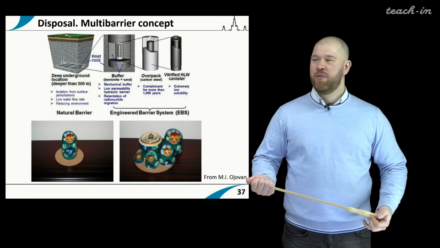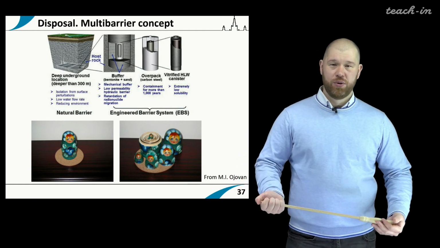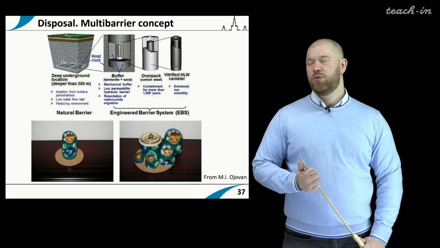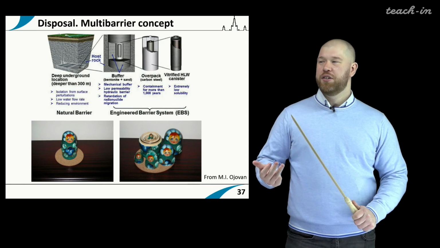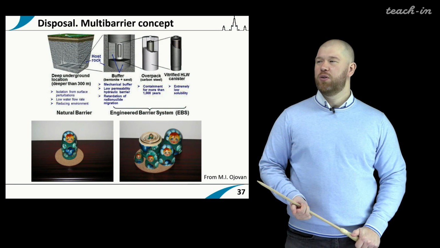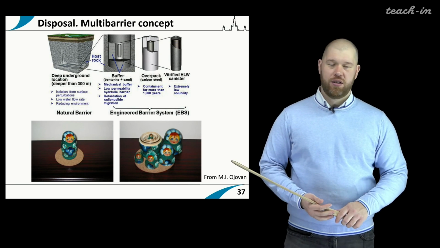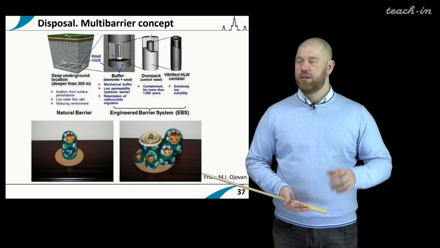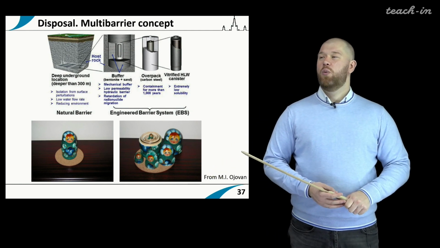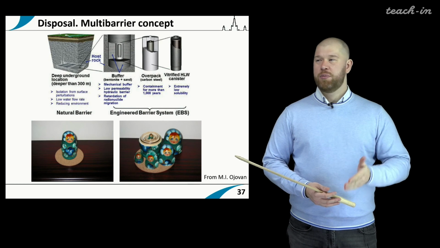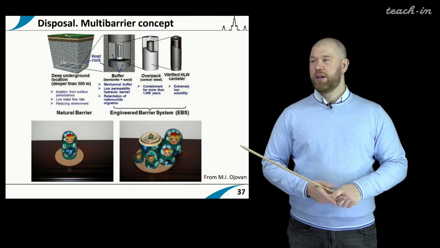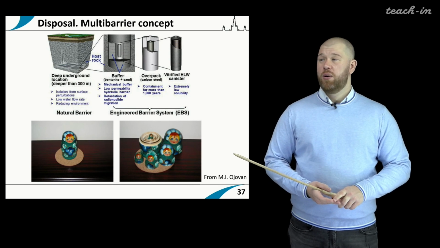And finally, the final step of the nuclear fuel cycle is the disposal of either spent nuclear fuel in the open nuclear fuel cycle, or disposal of high-level waste in the closed nuclear fuel cycle. In both of these approaches, in both of these nuclear fuel strategies, the main concept is the use of the multi-barrier concept. What does it mean?